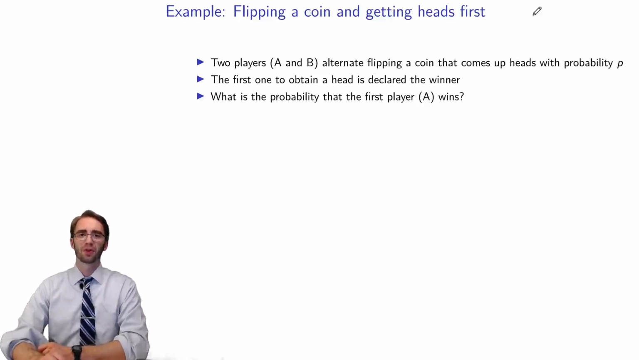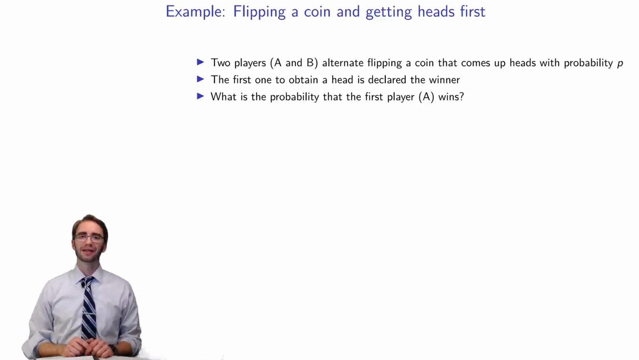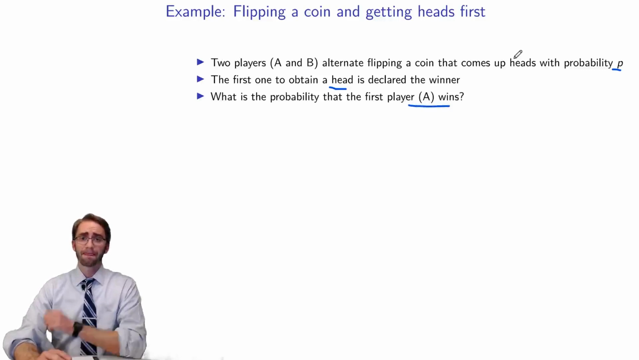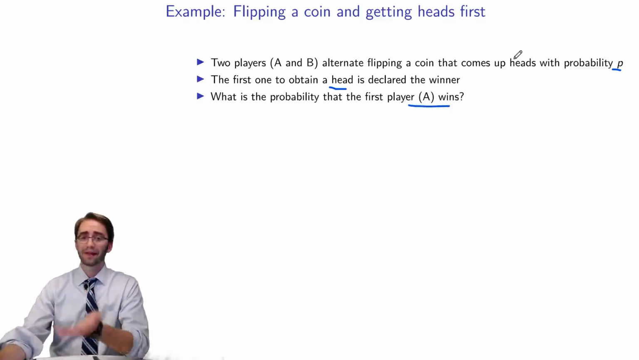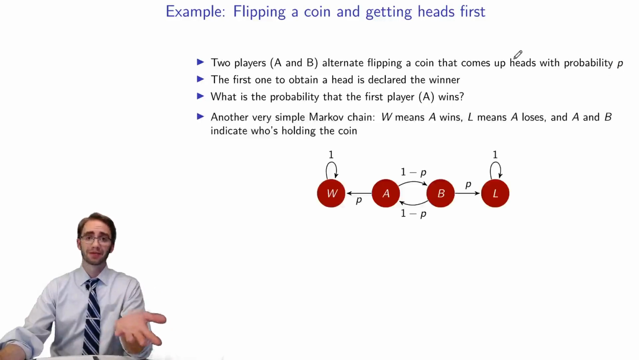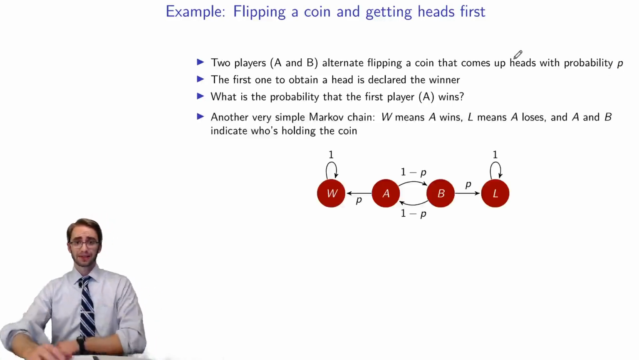It's the world's most boring game. You have 2 players that are just taking turns flipping a coin, and the winner is the first person who gets heads. The coin is weighted funny. It's got a probability P of showing heads. We'll ask, what's the probability that the first player, A, wins this game? Now, you just saw this example not in the context of Markov chains, but now you're going to see how easy it becomes when you allow yourself that luxury.